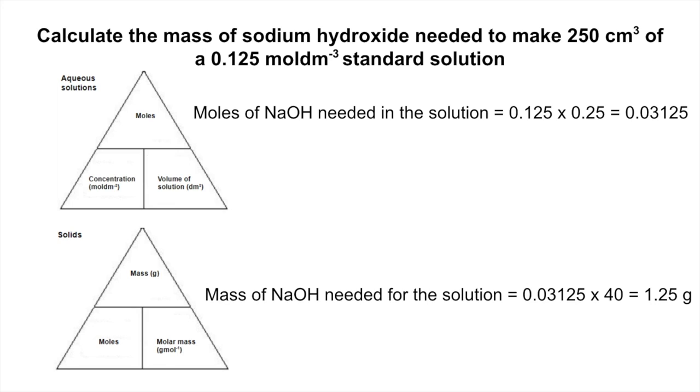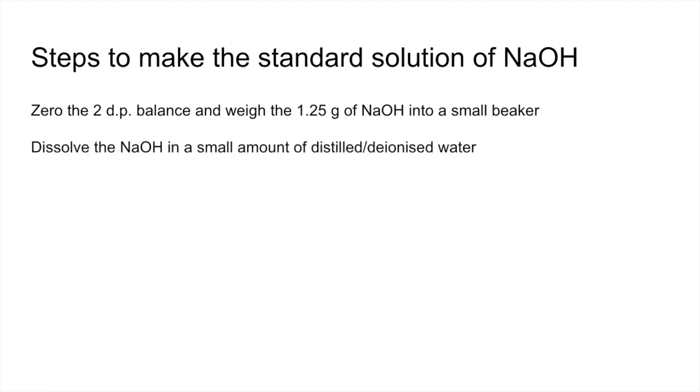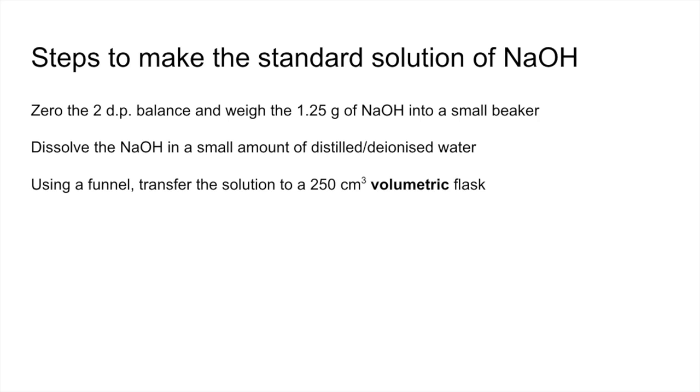grams. So to make that standard solution, we need to zero a 2 dp balance and weigh out that 1.25 grams of sodium hydroxide. Do that in a small beaker, and then using a small amount of distilled or deionized water, we need to dissolve that sodium hydroxide. We're then going to transfer that small amount of sodium hydroxide solution using a funnel into a 250 cm cubed volumetric flask.